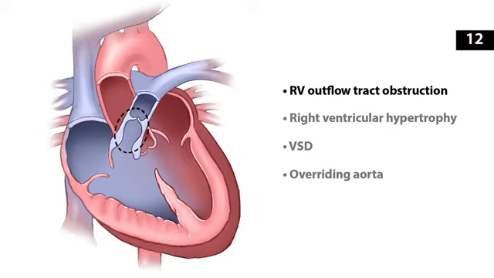Then the second defect is right ventricular hypertrophy. You can think of the right ventricle having to get thicker and become hypertrophied in order to push blood through that tight stenotic pulmonic valve. Then the third defect is a VSD, and the fourth defect is an overriding aorta, which means that the opening of the aorta sits right over the VSD. So make sure you know those different components of a tetralogy of Fallot.